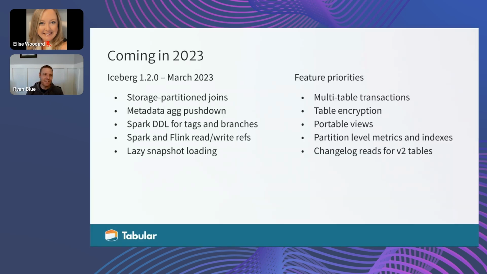All right. Lastly, I want to just highlight a few things that are coming up. Multi-table transactions, of course, table encryption, portable views. Those are going to be priorities in the next year. Also, the 1.2 release is coming out very soon, and that has some really amazing features. So it's got all of that DDL for tags and branches, lazy snapshot loading, Spark and Flink reads and writes for branches and tags. And it also has storage partition joins in Spark, which is a huge win for joins.